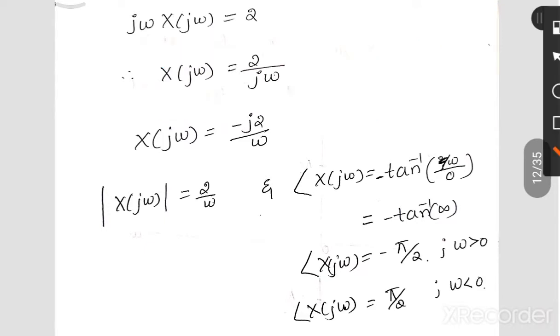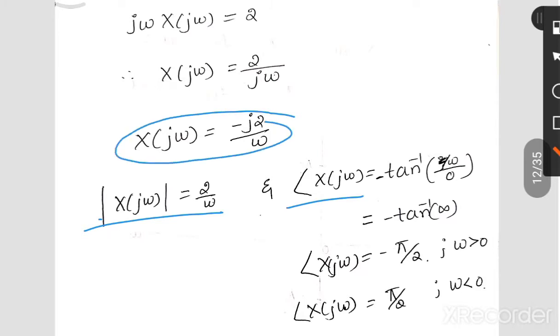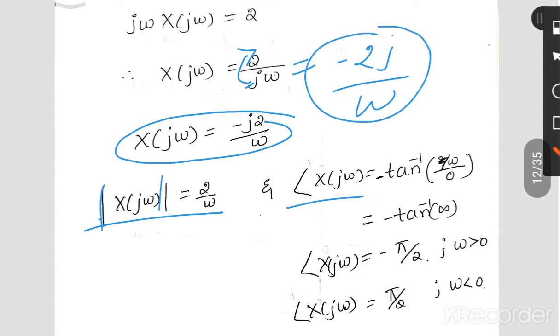Now we need to draw its magnitude spectrum as well as the phase angle spectrum. So we take x of j omega as 2 divided by j omega. Writing it in terms of j, it will be minus 2j divided by omega. To get the magnitude of this signal, it is nothing but 2 divided by omega only, because when taking the magnitude we consider only this part, that is 2 divided by omega.